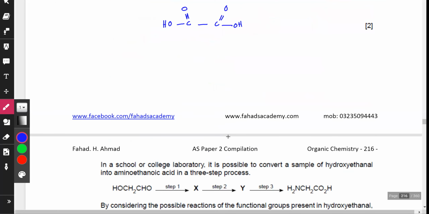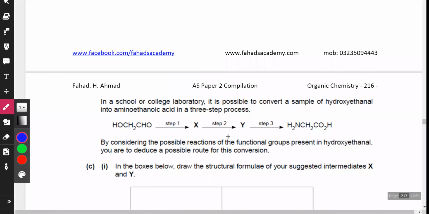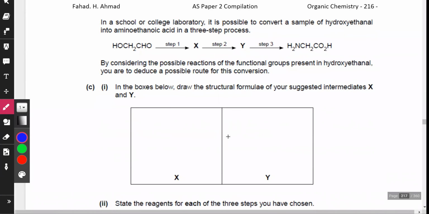तो next part, now this part is, कि अगर क्वेश्चन सारा पढ़ो तो ये कह रहे हैं कि there's a school and college laboratory and you have to make, ये वो आपका, मेरे ख्याल से, this is your hydroxy ethanal.